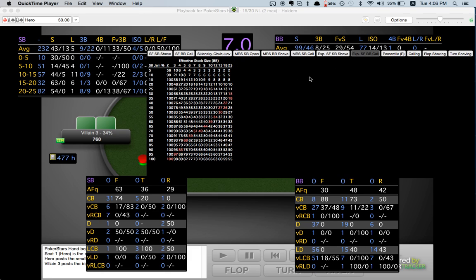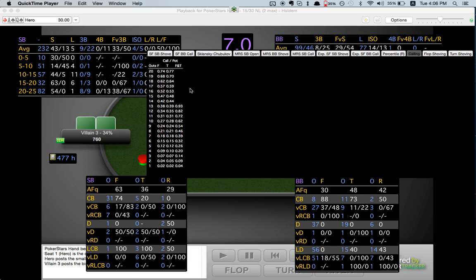And here's a similar chart, exploitative shove fold BB calling. So given a small blind jamming percentage and an effective stack size, it gives us the maximally exploitative calling range. Okay, here we have the simple pot odds chart for calling, so given a number of outs for the flop, turn, or the flop and turn.